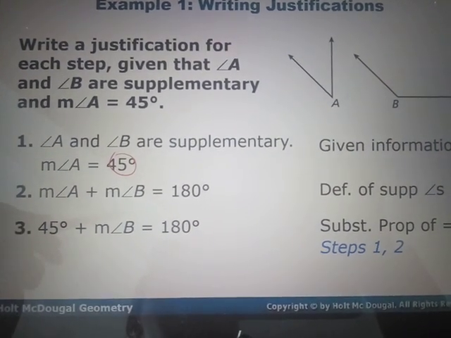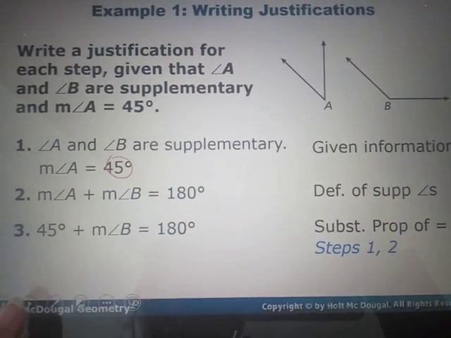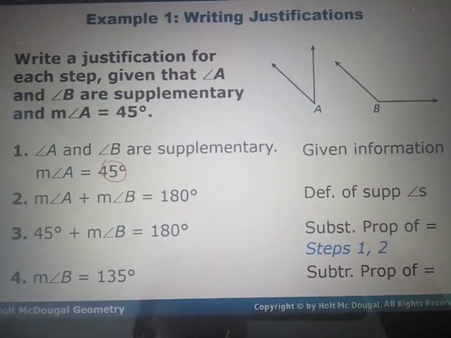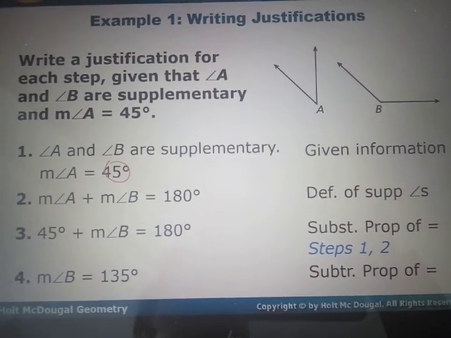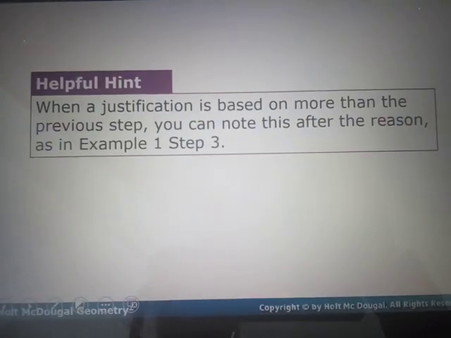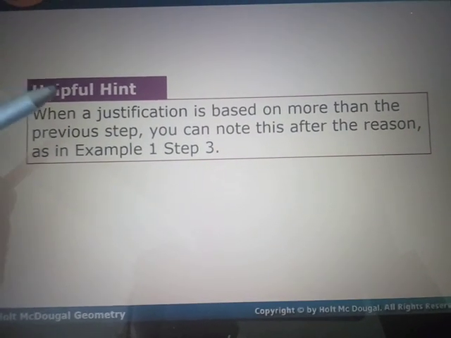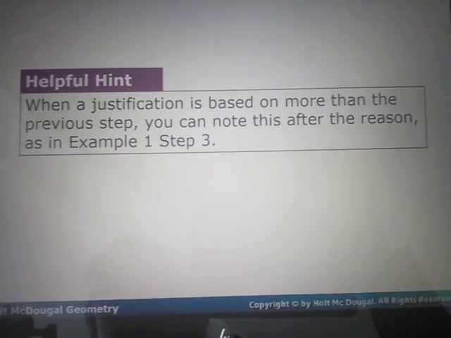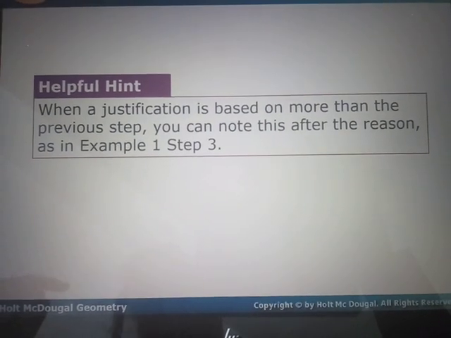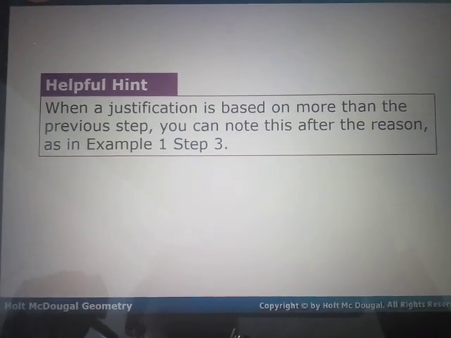So what is the next step? I will subtract 45 from both sides. Okay, so measure angle B equals 135. Why? Because of the subtraction property of equality. Okay, please, when a justification is based on more than the previous step, you can note this after the reason, as in example 1, step 3. Okay.